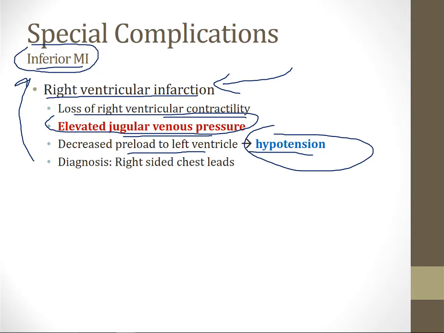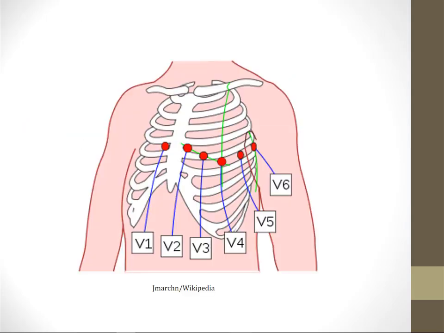And you can make the diagnosis of a right ventricular infarction by doing special ECG leads called right-sided chest leads. This is a picture showing you where the normal ECG leads go. V1 is just to the right of the sternum, and then V2 through V6 are all on the left side of the sternum here. If you want to make a diagnosis of a right ventricular infarction, you place right-sided leads that go around this way on the patient, and you will see ST elevations there, and that tells you that there's infarction of the right ventricle.